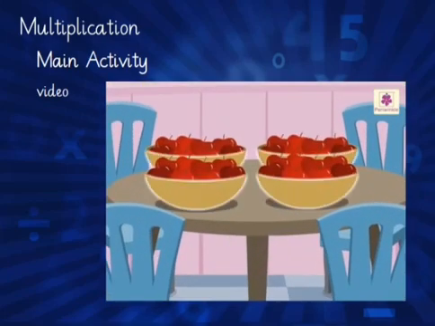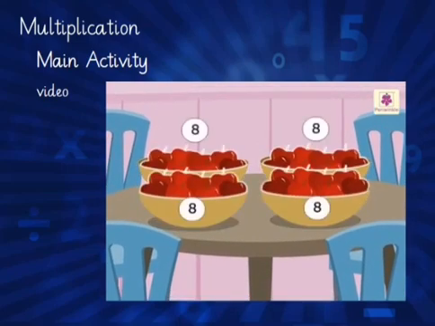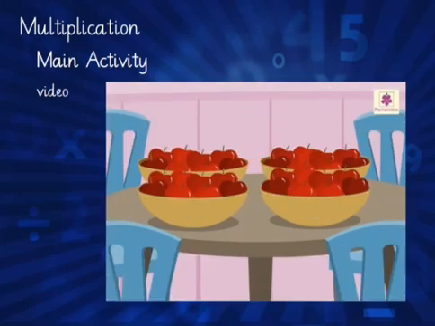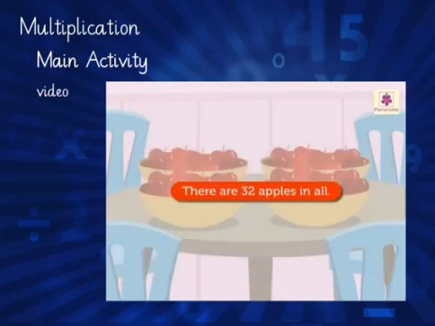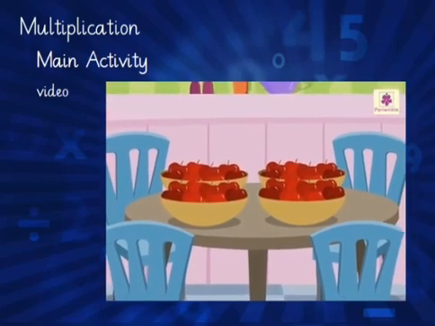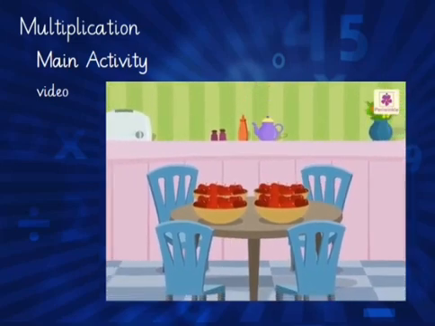Look at the 4 bowls. There are 8 red juicy apples in each. How many apples are there in all? The answer can be found by multiplying 4 and 8. Thus, 4 into 8 is equal to 32. Well done, friends! There are 32 apples in all. Woohoo! Wasn't solving these stories with 1-digit numbers very easy?